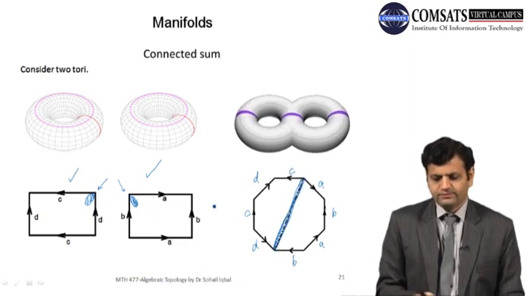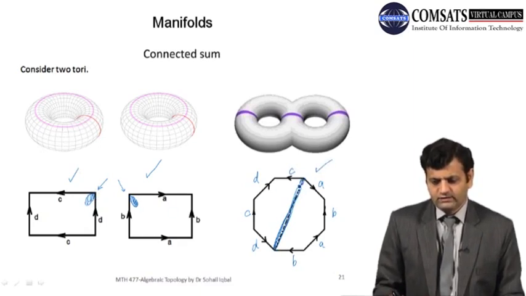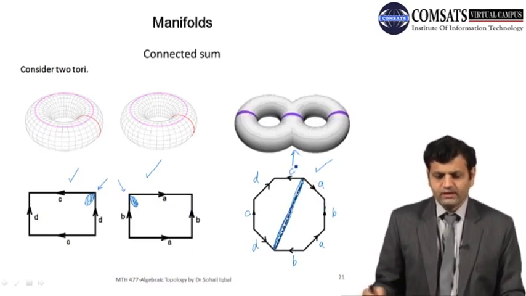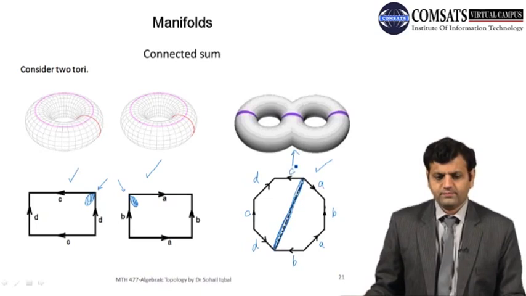Okay, so when we cut them and glued them, then we have this octagon, and we know that by identifying the sides of this octagon we get a two torus. So that's what the situation looks like in the plane.